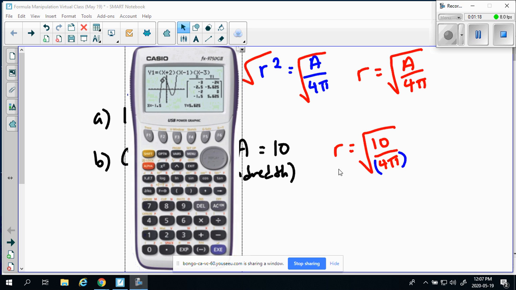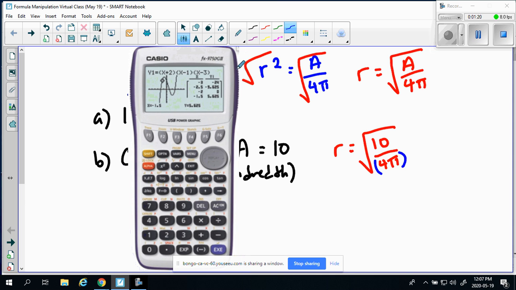So what I just wanted to show everybody was how I typed this in my Casio in order to get it correct. So I actually typed 10 divided by 4 pi in brackets, and then I got 0.79577. And if you wanted, you could type that in and square root it. Like, that's not the answer, that's r squared. So you still have to square root that thing.